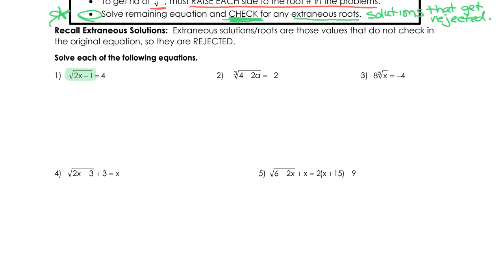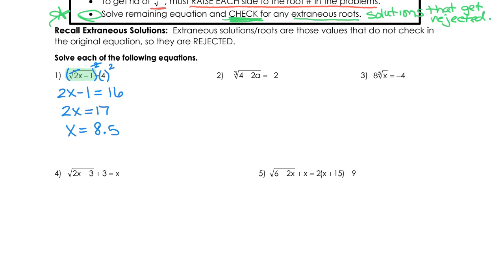The opposite of rooting is squaring, so we're going to go ahead and square each side. We're going to put this in parentheses and square it, put this in parentheses and square it. That's why that has to be isolated. We take that square root and that square, and they cancel each other out. And so we end up with 2x minus 1 equals 4 squared, which is 16. Now it's just a basic equation. We're going to add 1, and we get 2x equals 17. Then we divide by 2, and x equals 8.5.